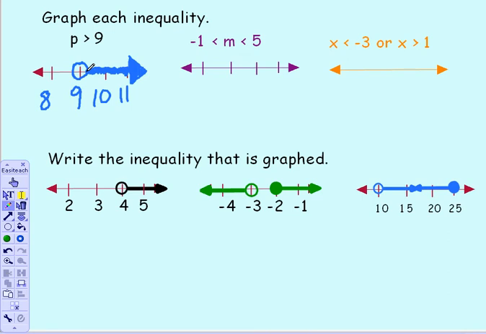In the second example, we have negative 1 is less than m, which is less than 5. So that means m is between negative 1 and 5.